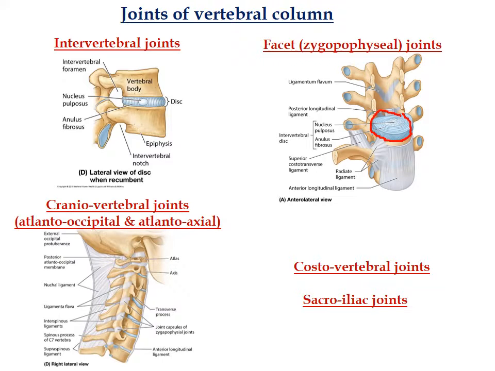We have 21 intervertebral discs in our body for 31 vertebrae. It is made up of white fibrocartilage. The intervertebral disc provides or allows movements in the vertebral column and acts as a shock absorber. The movements are particularly possible in the cervical and the lumbar region, and at the same time the intervertebral discs are thicker in those regions.